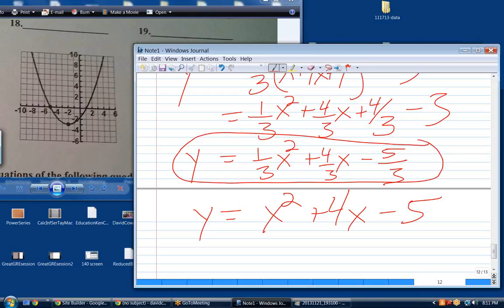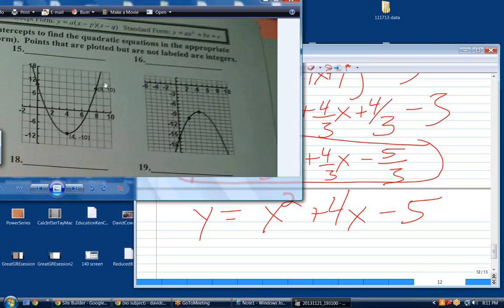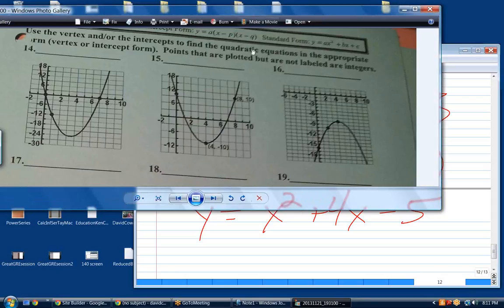You don't have answers on any of these? I do not. I'm getting them either tomorrow or Monday. Well, plus notice that they did not ask for any of these in standard format. Yeah, it's just for practice.